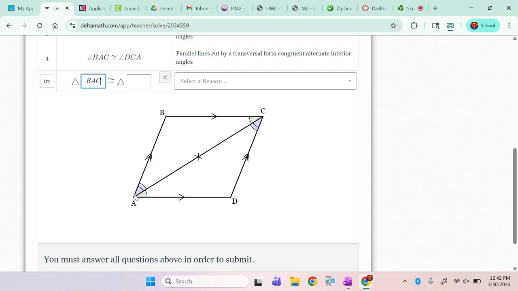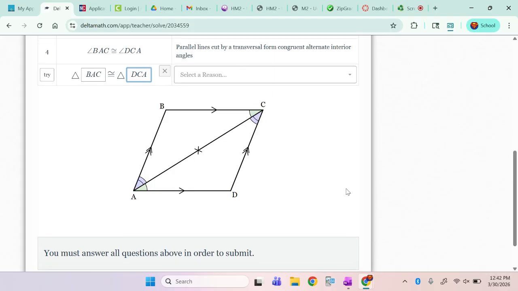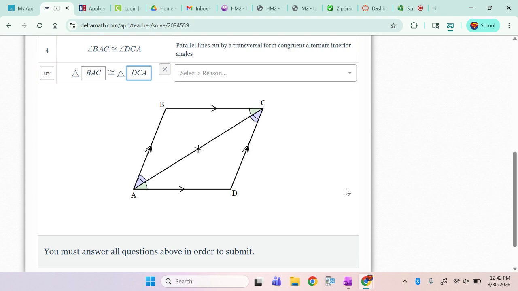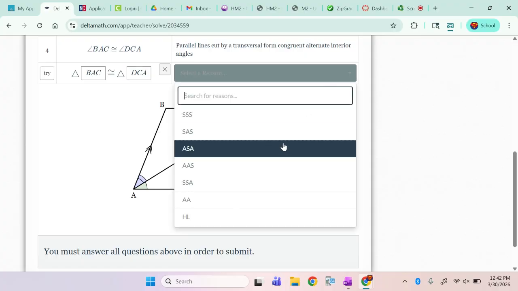BAC, and since I went to the non-marked, to the purple, to the green, I've got to do the same thing. I go to the non-marked, so D, to the purple, C, green, A. Make sure you match up corresponding parts or we're counting wrong. And why are they congruent? By what postulate? What's the postulate? Angle, side, angle. Good.